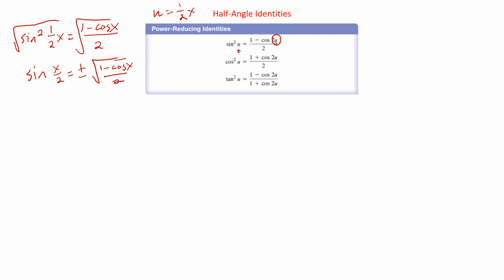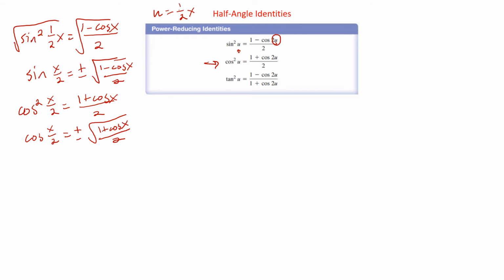For the cosine, we would do the same thing, except we would use the cosine squared one. So we'd have cosine squared of x over 2 is (1 plus cosine x) over 2. And then we would square root, and we get cosine of x over 2 equals plus or minus the square root of (1 plus cosine x) over 2. And again, that one just came straight from here. Again, for the plus or minus, you pick the one that applies to the situation.